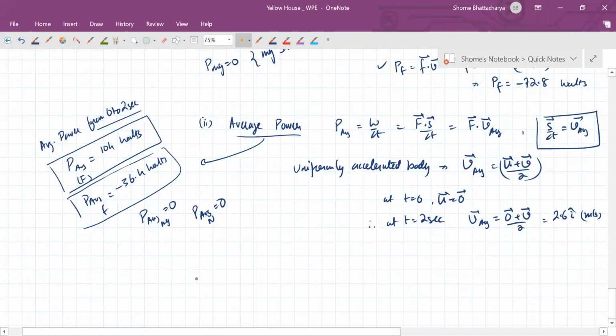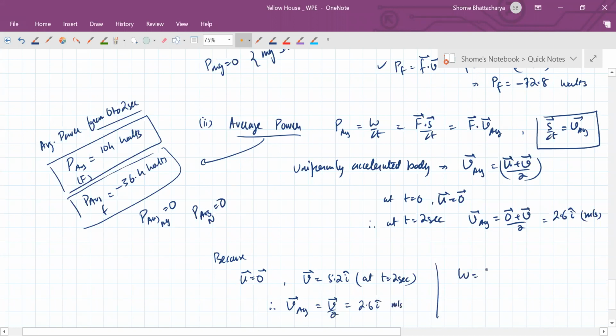Okay. So the idea is that, see, because U was 0, and V was equal to, how much was it? 5.2 i cap at t equal to 2 seconds. Therefore, V average was V by 2, no?